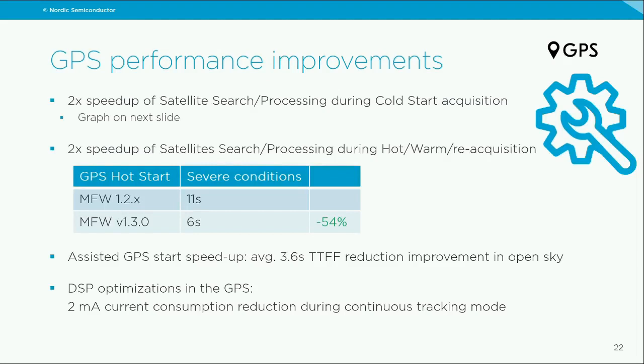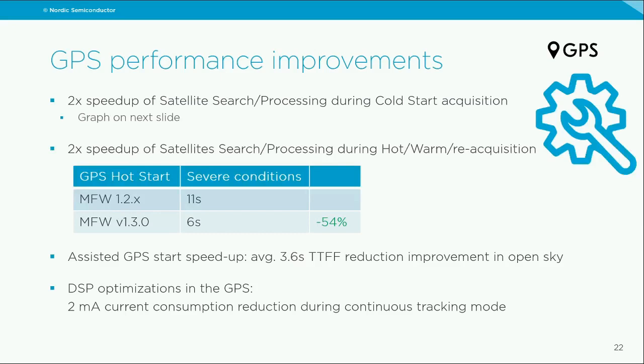So improving the speed up of the GPS in different scenarios has huge advantages for power consumption, because GPS can use a lot of current, and having the GPS on for as short a time as possible saves a lot of current. And we have also improved the assisted GPS start speed up. So we have an average 3.6 time to first fix reduction improvement in open sky conditions.